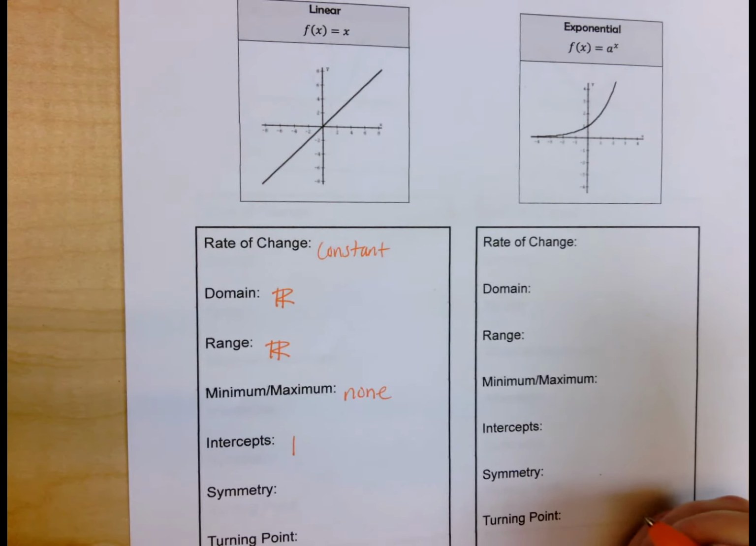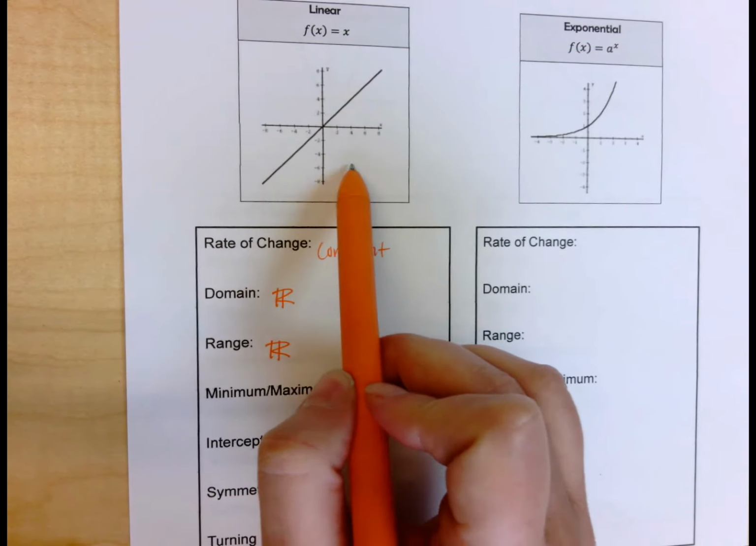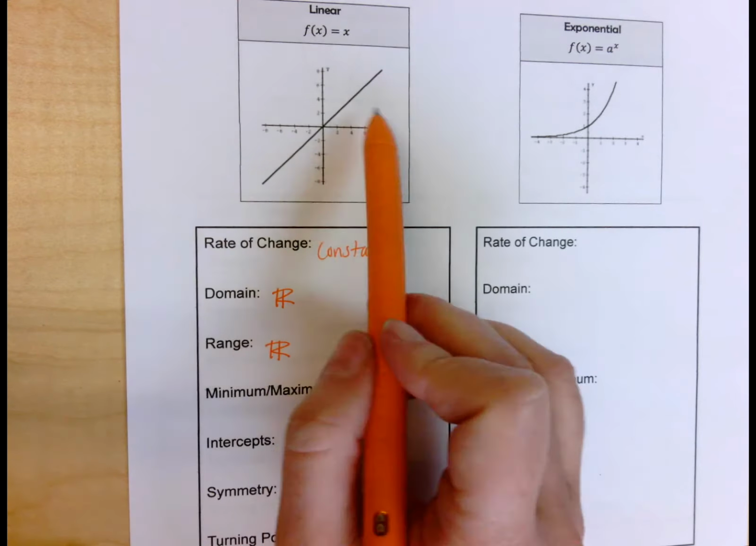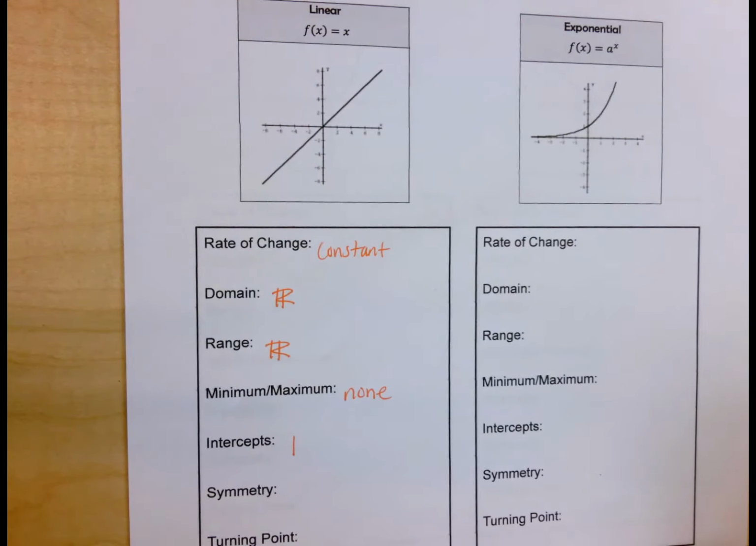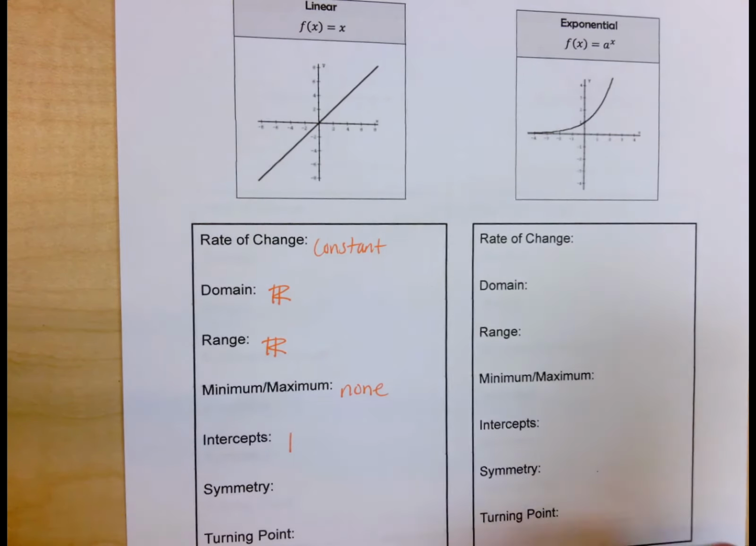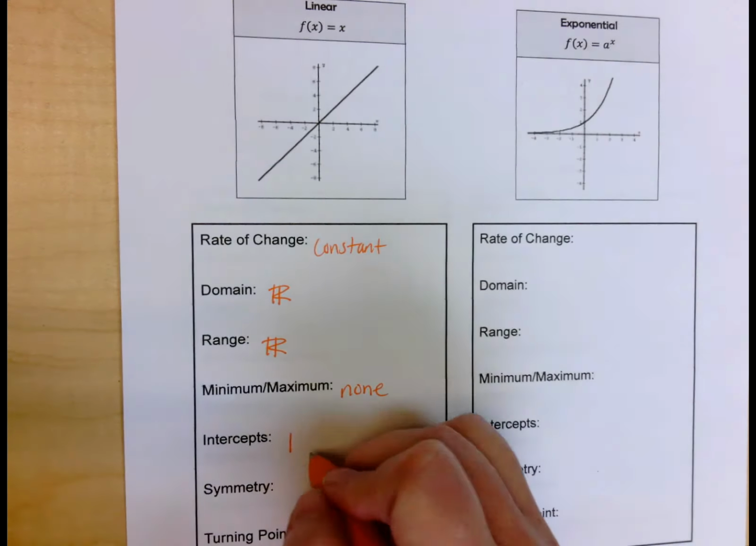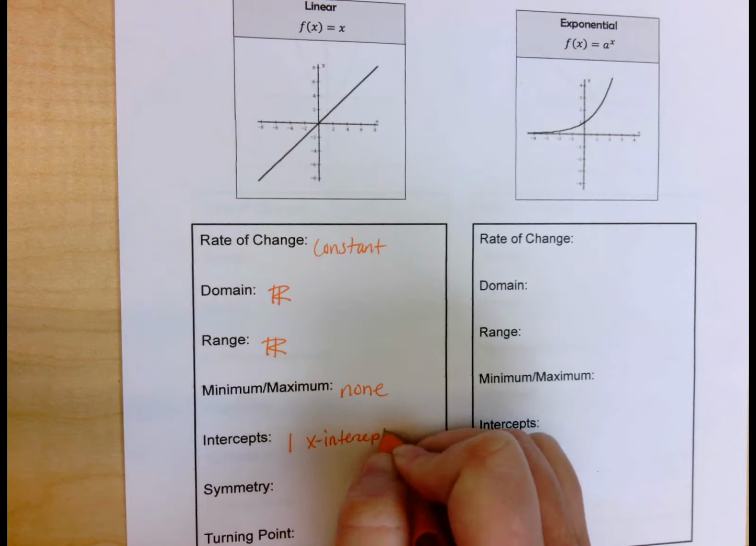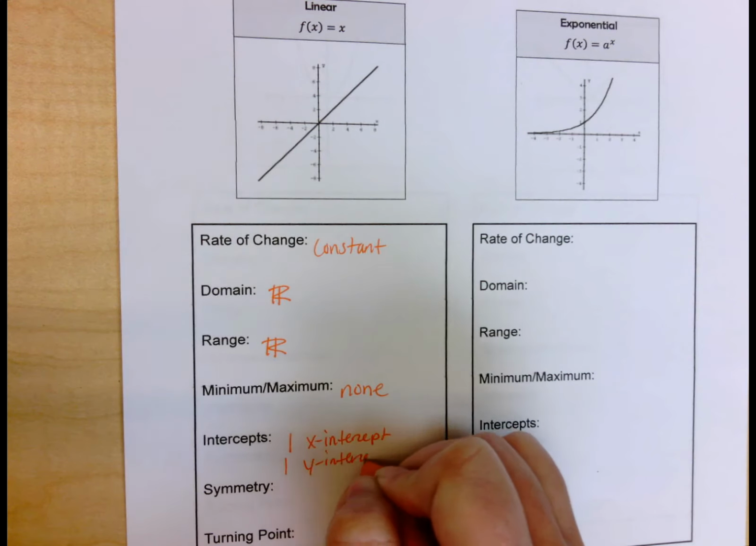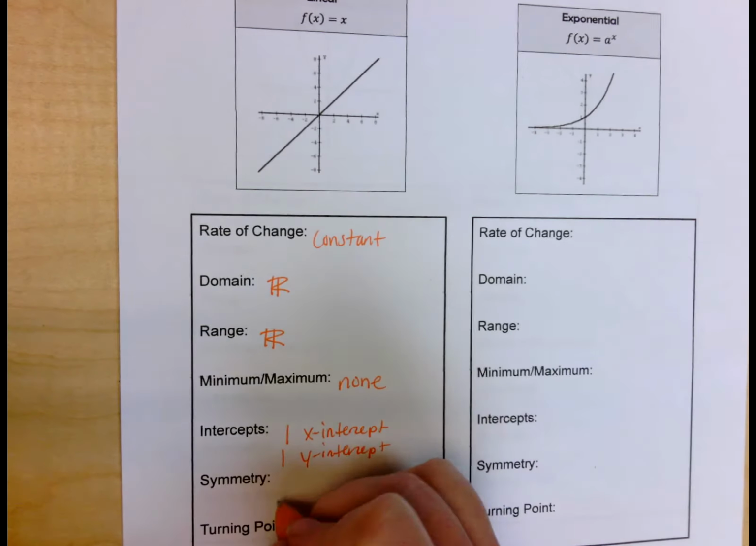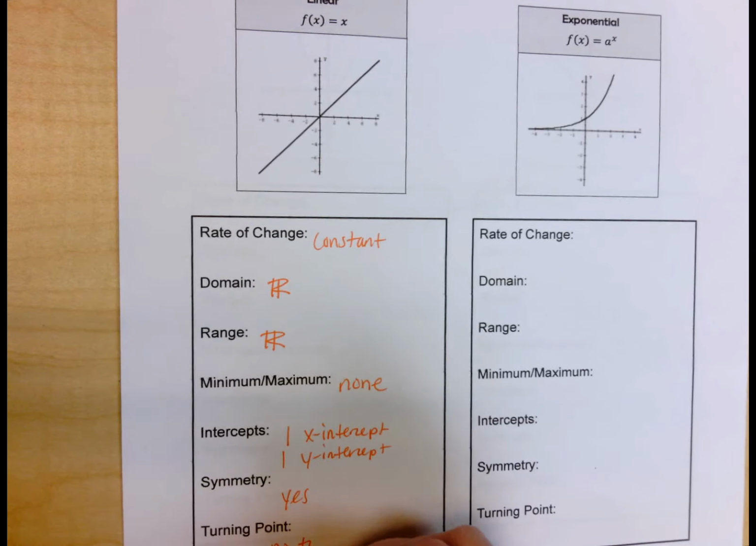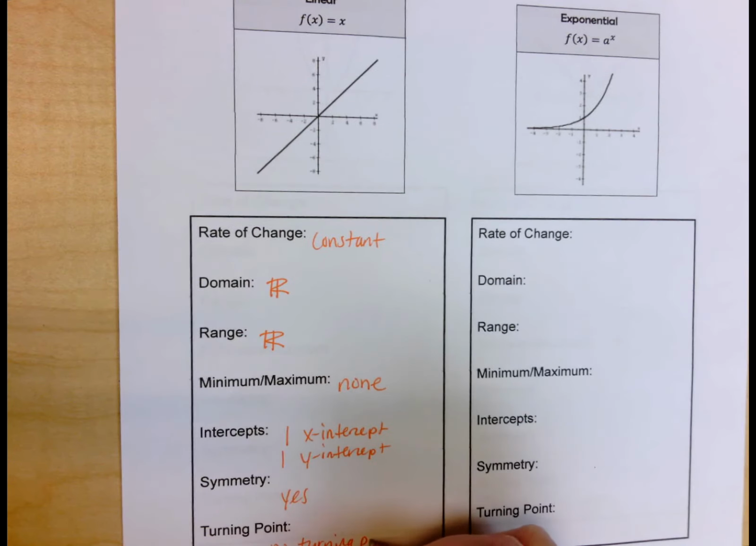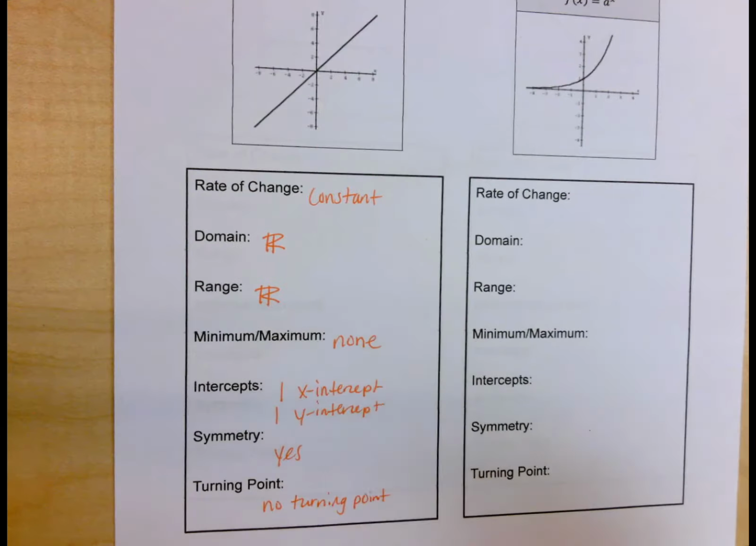one intercept. It is possible that if you had a horizontal line or a vertical line, it would have zero intercepts, but that's actually a different parent function. That would be called a constant parent function. So really it has one intercept. It'll be one x and one y. Symmetry, it does have symmetry. And there is no turning point. It doesn't change direction. It's always going to go in the same direction. Okay, so no turning point on that.